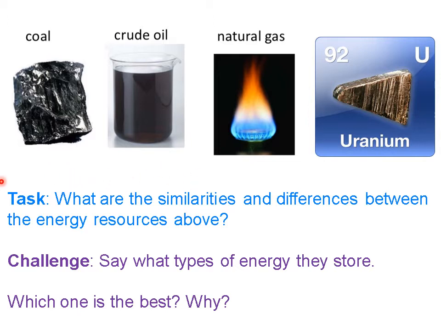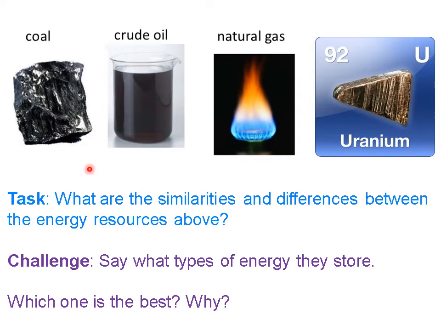So a similarity between the first three, the coal, the oil and the gas, is that they are fossil fuels, so formed over millions of years underground. The last one here is a little bit different because it's a nuclear fuel. So in terms of the energy that they store, the first three all store chemical energy, but uranium, and plutonium as well, is another example of nuclear fuel. It's a nuclear store of energy rather than a chemical store of energy. So uranium's sort of the odd one out really, the way that these three are formed in a similar way.